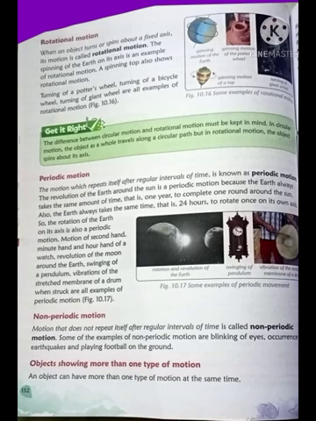Motion of the second hand, minute hand and hour hand of a watch, revolution of the moon around the earth, swinging of a pendulum, vibration of the stretched membranes of a drum when struck are all examples of periodic motion. Figure 10.17.